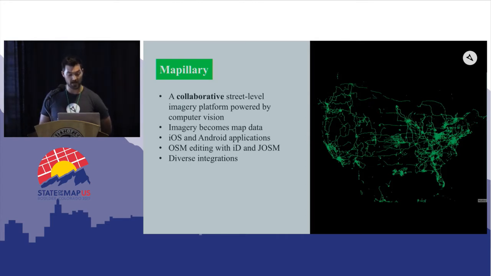We have iOS and Android applications that enable anyone to download Mapillary and start mapping right away. We have integrations with the iD and JOSM editors, as well as diverse integrations across other geospatial platforms. Here in this map, you can see our coverage across the US, as well as Canada and a slice of Mexico.